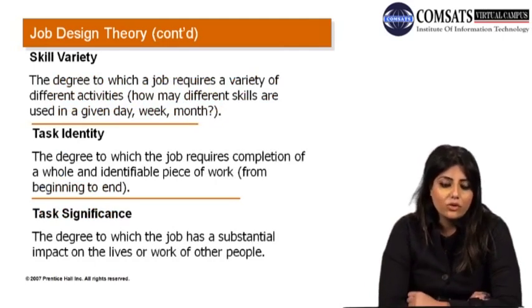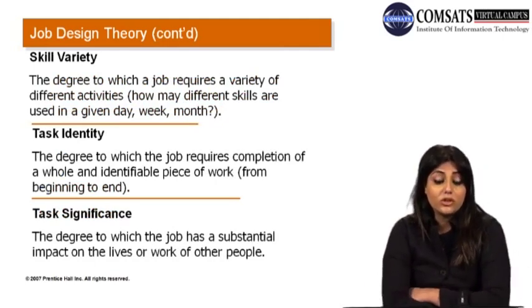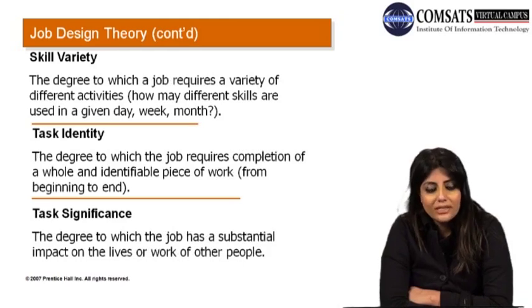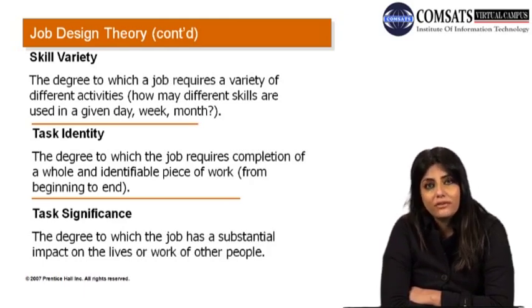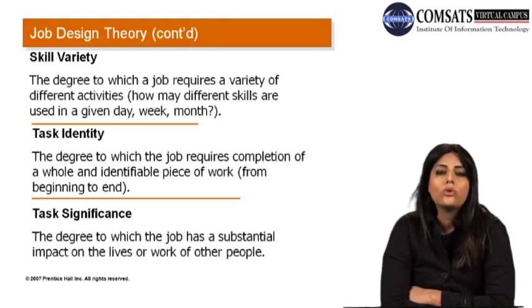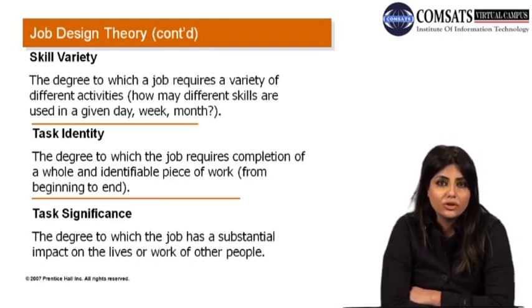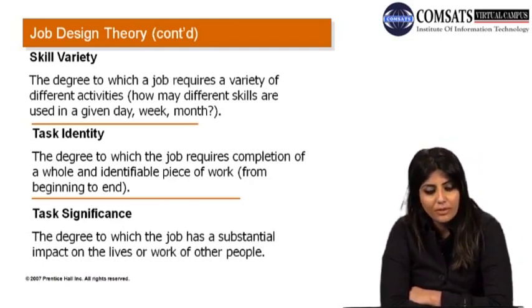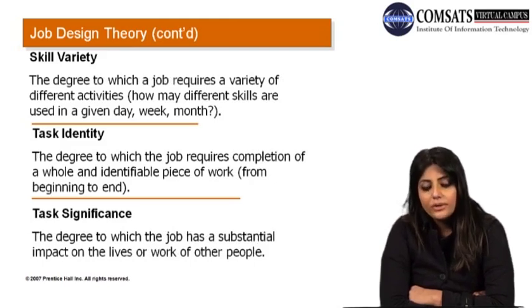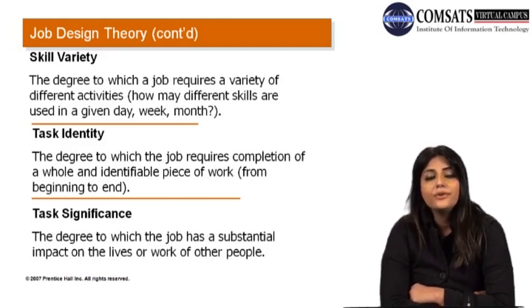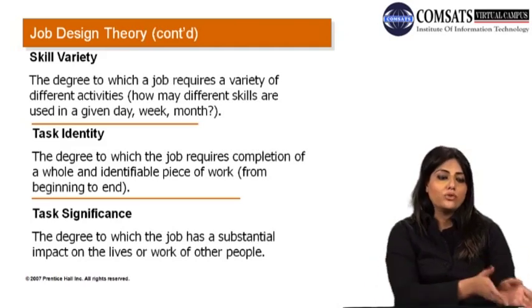So let's have a look at all the different concepts used in this theory. One is skill variety, which is the degree to which a job requires a variety of different activities, like how many different skills are used in a given day, week, month, right? So how much is the variety different? It means the different skills that you have to use in your job. You don't have to use the same skill in your job. Then task identity is the degree to which the job requires completion of a whole and identifiable piece of work. From beginning to end, you can identify with the task that, okay, you have done this.